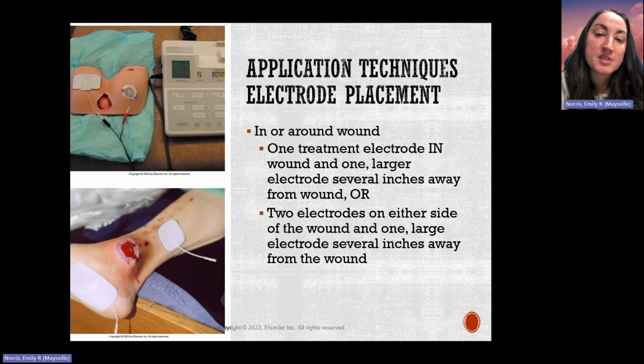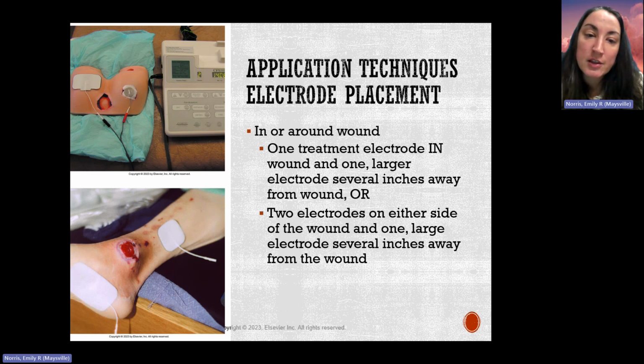For wound healing specifically, there's two different ways that you can apply the electrodes. You could place one electrode in the wound. You need to have the electrode moist so that it adheres to the area. And then the other larger electrode would be placed several inches away from the wound, or you could surround it and have an electrode around the wound and a larger electrode also around the wound. So rather than inside, just surrounding.